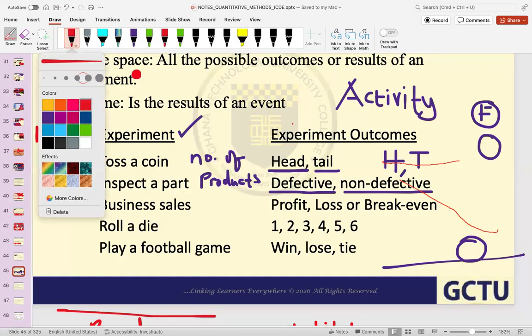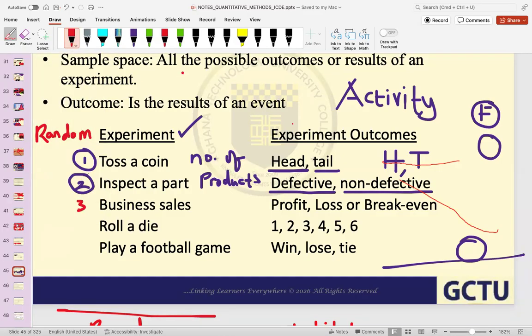Now, the other popular one is the third one, which is business sales. You all know what happens in business. 3 clear block scenarios. Either you are going to make profits on a business day, or you are going to run a loss on a business day, or you are going to break even on a business day.